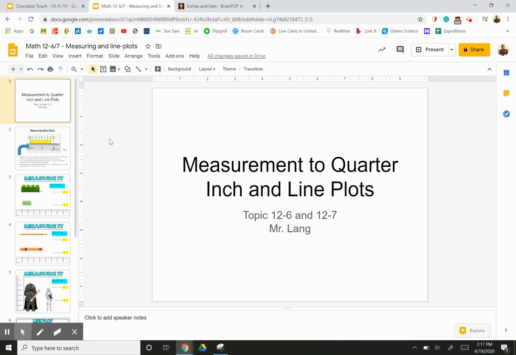Mr. Lang here, just wanting to review some of the measurement to the quarter inch, as well as then taking that data and putting it on a line plot. We thank Mrs. Kelly for Thursday's lesson of showing us what a line plot is, how to take that data and how to put those plots, those dots on the line to help us analyze our data, to look at our data, to question our data. Then Mr. Unger showed us how we could measure on Friday, and I'm kind of putting both of them together, and that's why we're going to take a look at how we measure and then taking that data, those measurements, and putting it on a line plot.